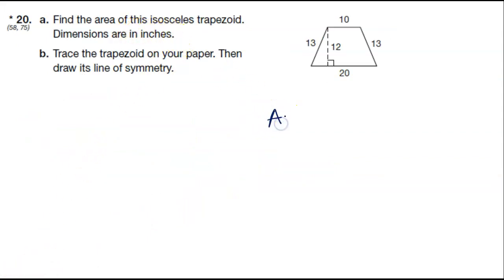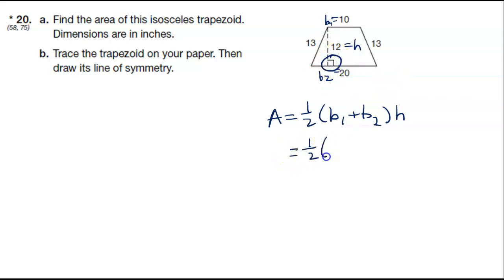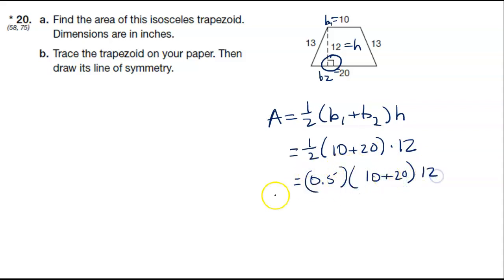Area of a trapezoid is 1/2 times base 1 plus base 2, times height. This was on our last test. It'll probably be on another one. This is base 1. It really doesn't matter. This is base 2, and this is height. Height always makes a 90-degree angle. So you're going to plug those in. 10 plus 20 times 12. So if you were going to plug this into a calculator, 10 plus 20 times 12.